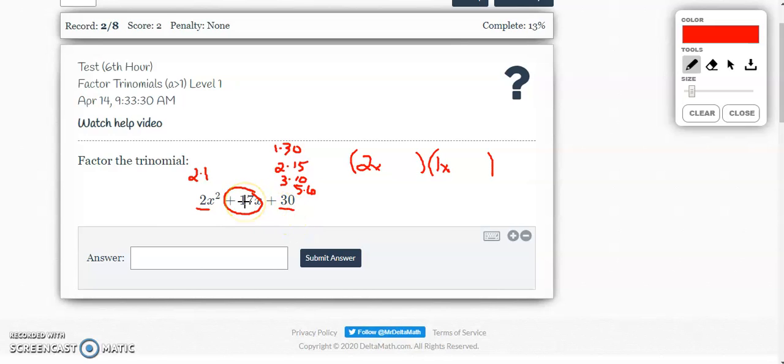If I need this to be 17x, immediately I can probably rule out this 1 and a 30, because 30 plus anything else is just going to be too much. If I do 30 in this spot, 2 times 30 is 60. If I do 30 here, 30 plus 2 is going to be 32, so that's too much. So I can rule that one out using some logical reasoning skills.